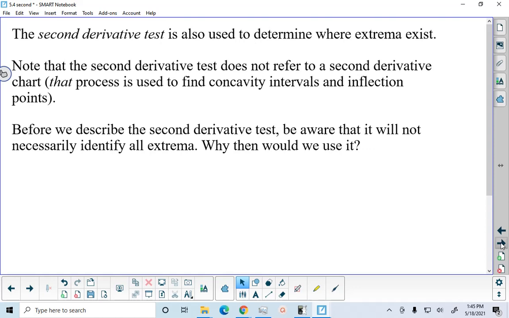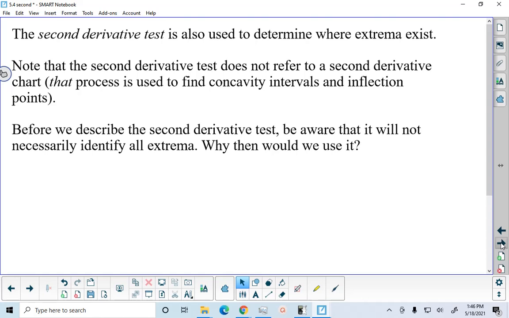Okay? So if you want to find max-mins, one way that will always work is to use the first derivative test, which is find the first derivative, find the critical values of x, set up a first derivative table. Another way that you can use to find max-mins is the second derivative test, but it works sometimes and it doesn't work other times. So why would we use it if it doesn't always work? We use it because when it works, it's easier. All right?